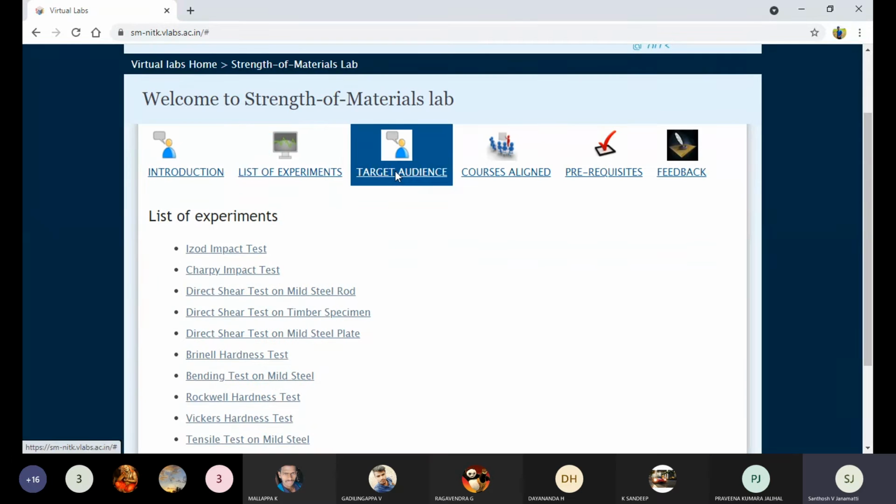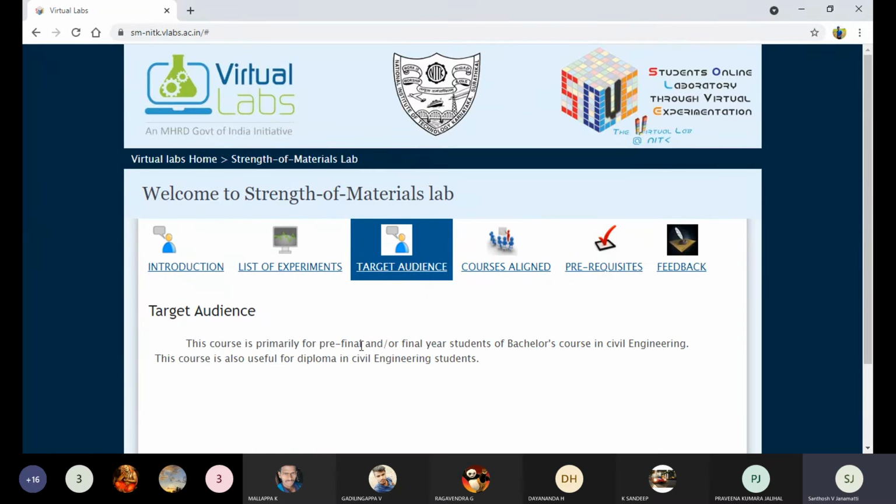The targeted audience means the primary and pre-primary year students, Bachelor of Engineering, Civil and Mechanical. Both groups can study this lab, right?